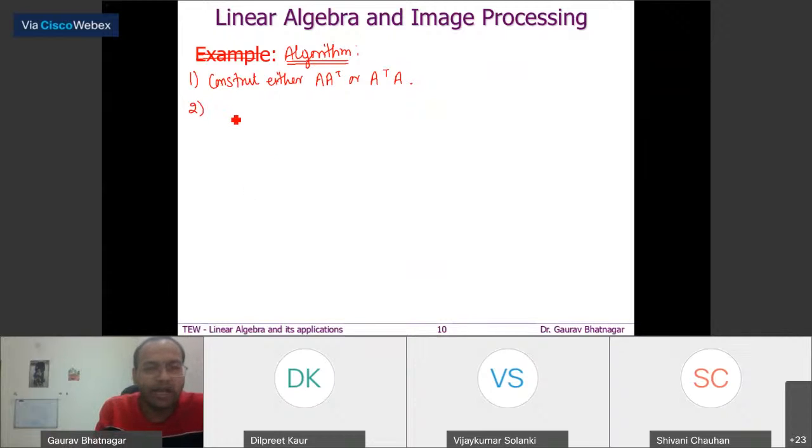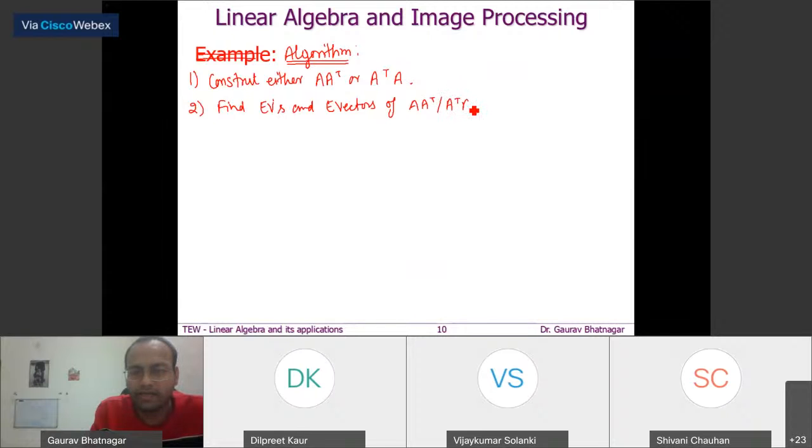The second step is to find the eigenvalues and eigenvectors of the chosen matrix. If you chose A transpose, then for A transpose; if you chose A transpose A, then for that.